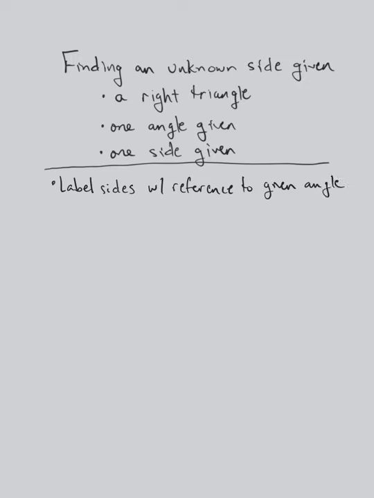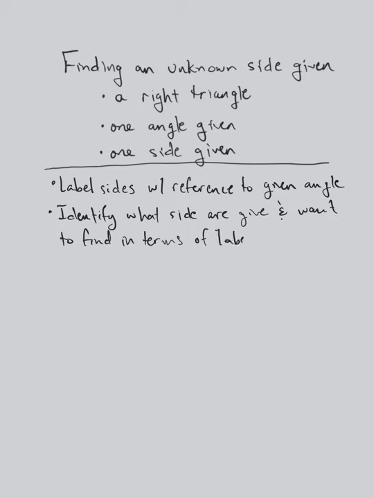All right, like that. And then we want to identify what sides are given, and what we want to find in terms of the labels, okay? And I'm talking about opposite, adjacent, and hypotenuse, okay? And so I'll write that to help you. So whenever I'm talking about the labels, I'm talking about these labels, okay? Like that. And then you want to identify the trig function that relates them.